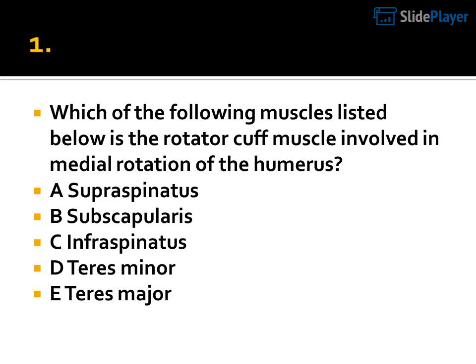1. Which of the following muscles listed below is the rotator cuff muscle involved in medial rotation of the humerus? A. Supraspinatus. B. Subscapularis. C. Infraspinatus. D. Teres minor. E. Teres major.